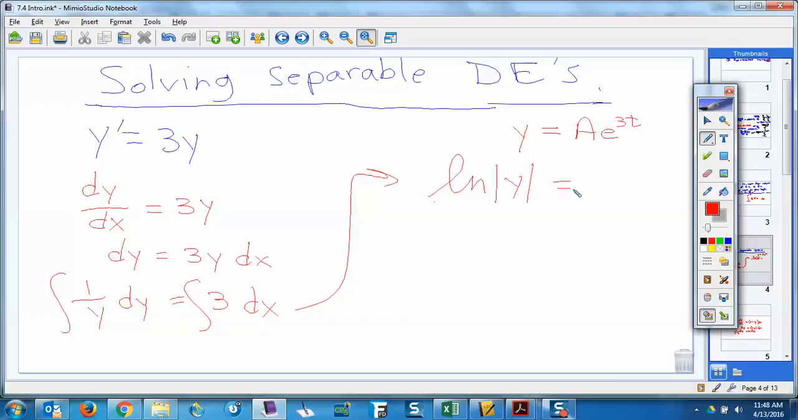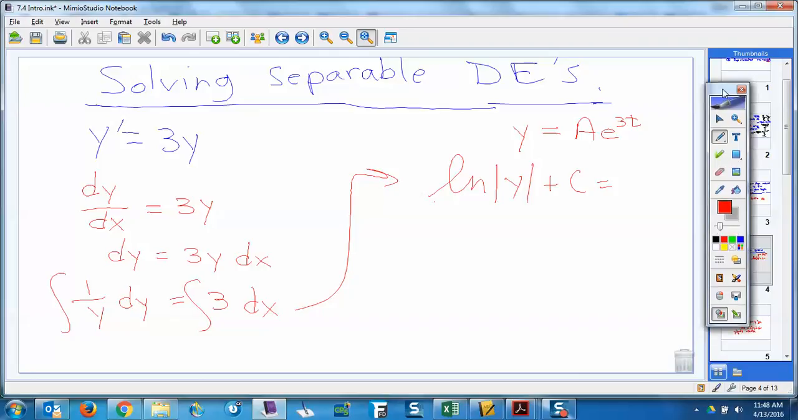Now, what about the plus c? Shouldn't there be a plus c? When you do an antiderivative like this, there should be a plus c. Equals, now what's the antiderivative of 3 dx? That'd be 3x plus c. Now, what am I trying to find? I'm trying to solve this differential equation. So what am I trying to find? What y equals. I'm trying to get what y equals. So now I can take and solve for y.